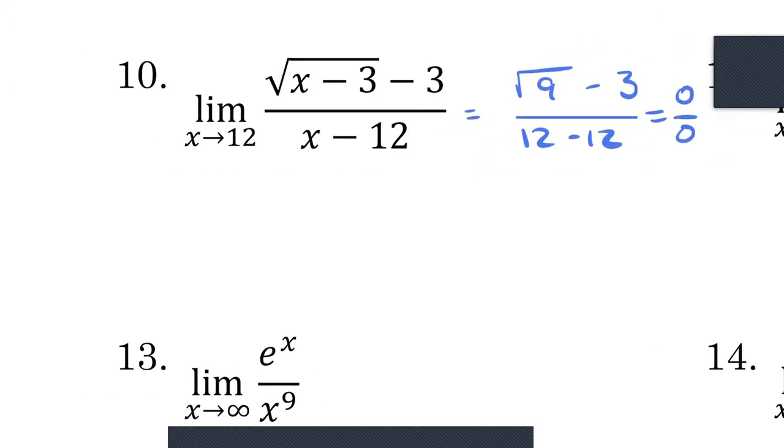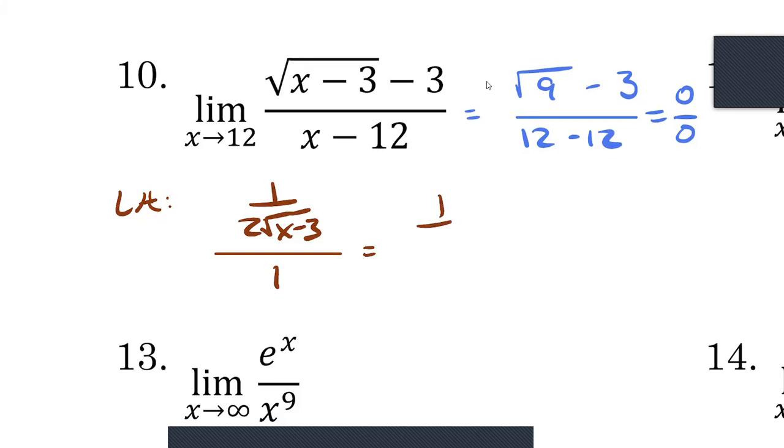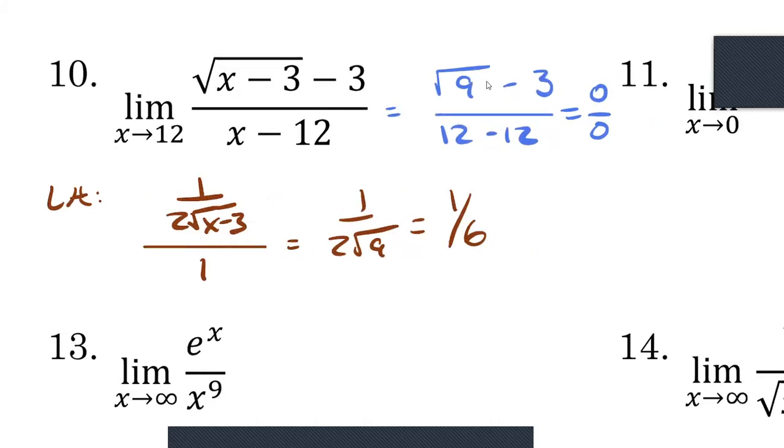If we did L'Hopital's rule, I don't know why I wrote a weird H, we would take the derivative on the top. So the derivative of the square root of x minus 3, minus 3, would be 1 over 2 square root of x minus 3. No chain rule really needed because the derivative of x minus 3 is simply 1. The derivative of negative 3 is 0. The derivative of x minus 12 is 1. So then I would get 1 over 2 square root of 12 minus 3. So this is just going to be 1/6. That would be one way of doing it.